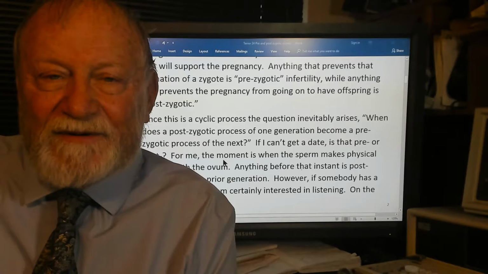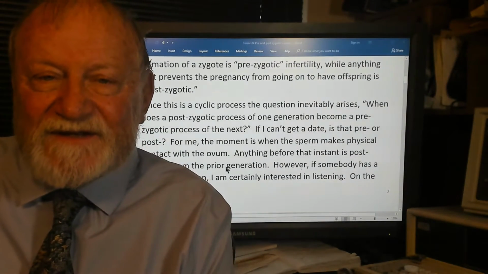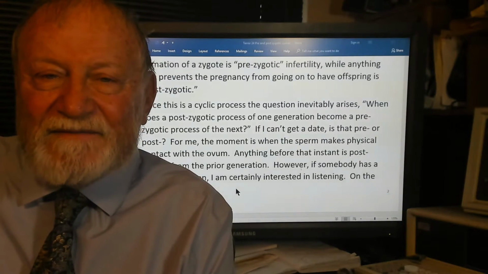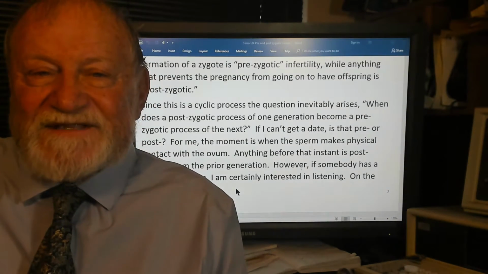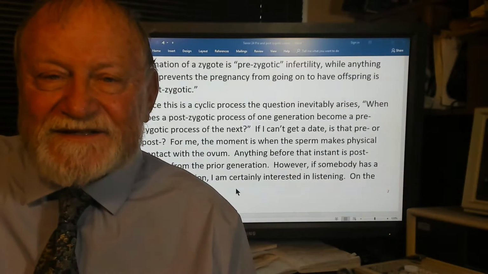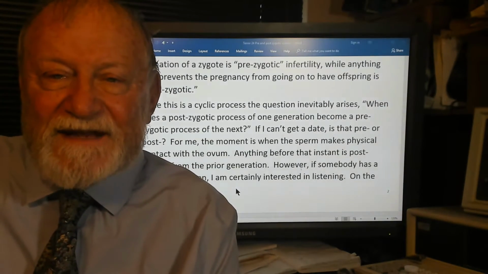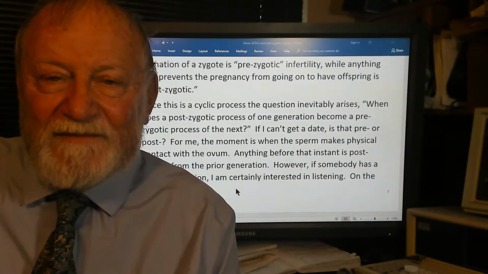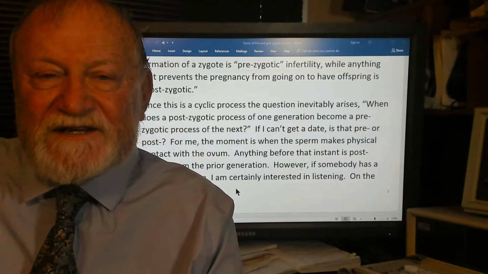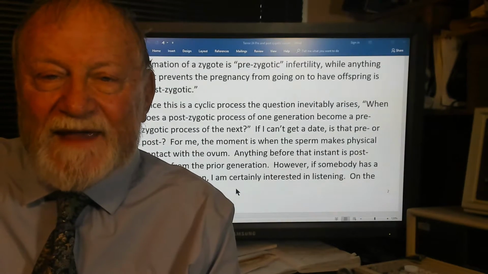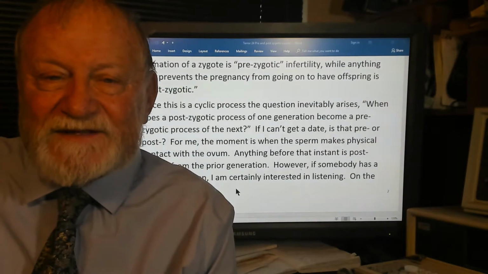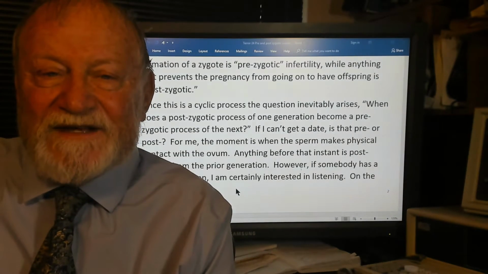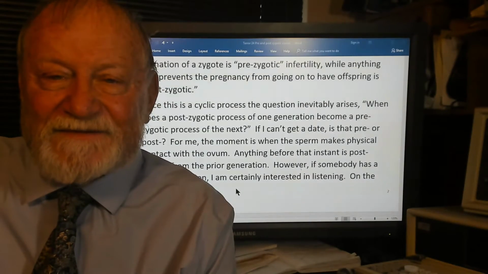So it's a cyclic process. The question that always nags me, well, when does a post-zygotic process of one generation become the pre-zygotic process of the next? If I can't get a date, is that pre or post? For me, having thought about it, the moment is when the sperm makes physical contact with the ovum. Anything before that is post-zygotic from the previous generation. If somebody has a different opinion, I'm certainly happy to listen.